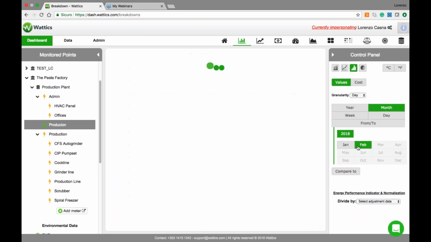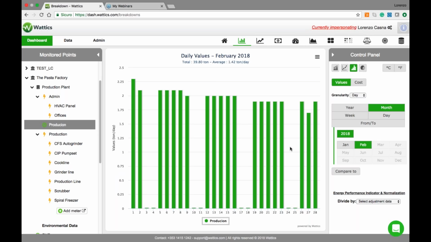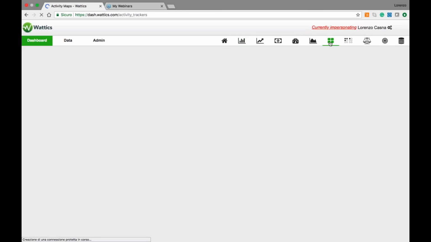Another very interesting piece of information that we need to know before we start having a look at the activity maps is that the people who kindly provided us this data also provided information about the opening time for the plant. We know that during the weekdays, people are working from 6 a.m. to 9 p.m. and on Saturdays from 6 a.m. to 1 p.m.